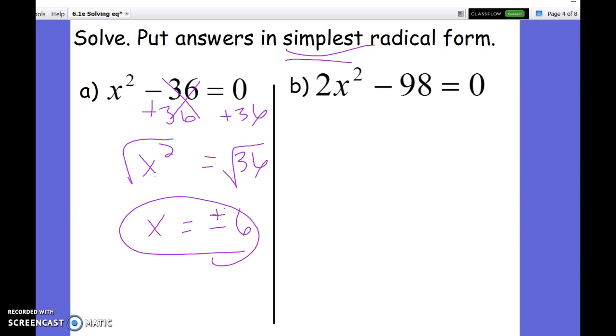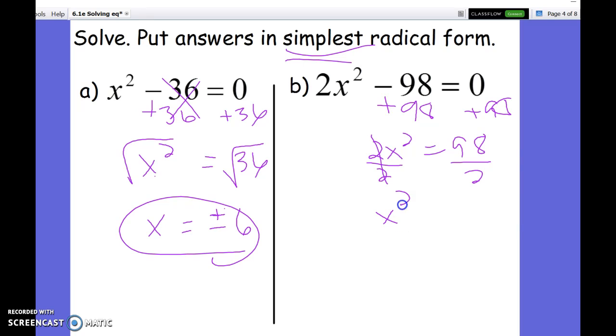Let's try letter B. Same thing: get x squared by itself, then make sure your radical is completely simplified. 2x squared minus 98 equals 0. Let's put that 98 on the other side of our equation. That means 2x squared equals 98. We can divide by 2 on both sides. That leaves x squared by itself, which is exactly what we want. 98 divided by 2 is 49.